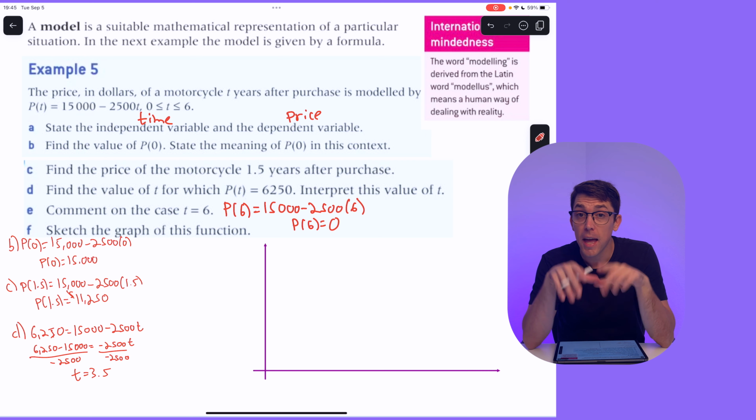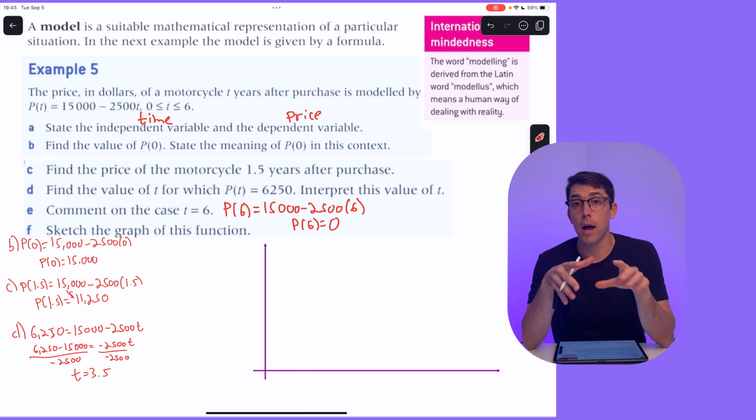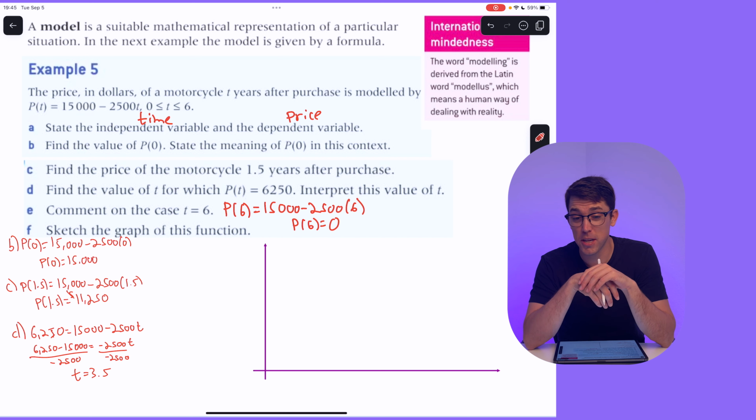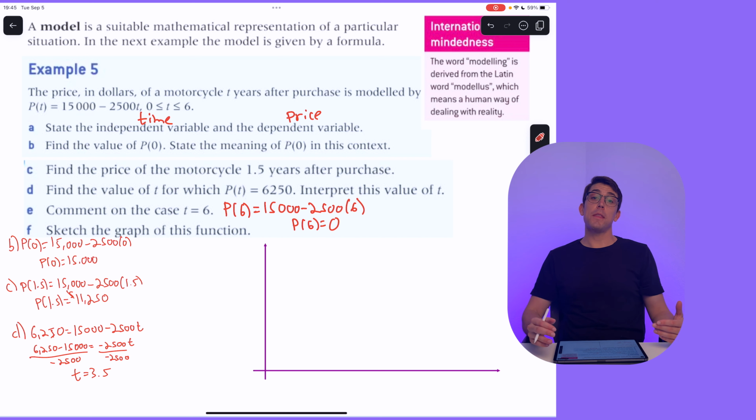What this means is that after 6 years have gone by, your motorcycle is now, unfortunately, worthless. You can't sell it for any money. After 6 years, nobody wants to buy it. That's what that means. You put in a 6 for the years into the cost function, and you figured out that at 0, that is the longest amount of time that you could possibly own this motorcycle and still sell it back for something. It has to be less than 6 years. Can't be 6 or more.